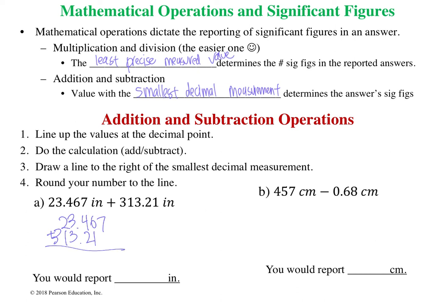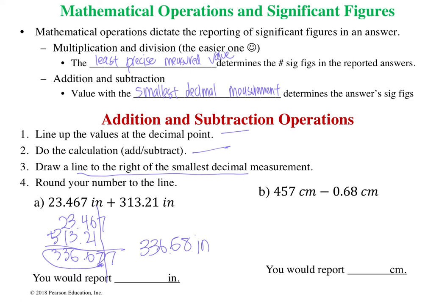The next step is to do the math. So calculate that in your calculator, we get 336.677. So you line them up, you do the calculation, you draw a line to the right of the smallest decimal. So we can see the bottom number only has 2 decimal places, while the top has three. So the bottom number will govern it, so we'll cut it off to the right of that number, which means that we'll report every number in front of it. But we need to see if we need to round that number, and we do, so we'll get 336.68 inches. That's how you would report that.